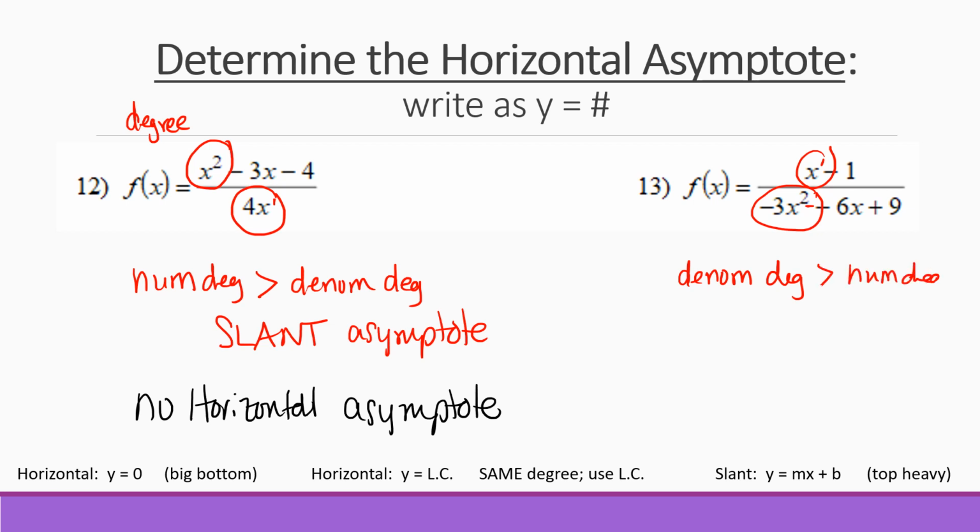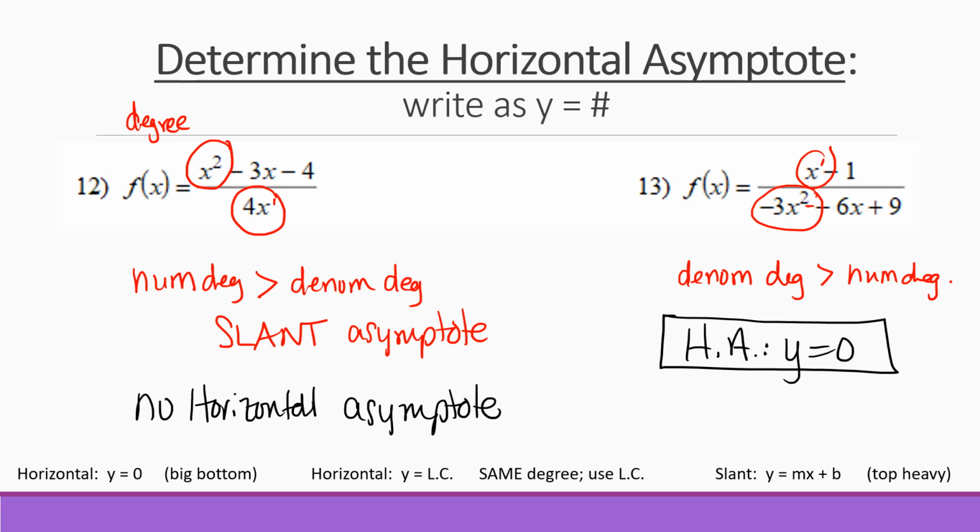In this example, I have the denominator degree being greater than the numerator degree. In this case, I call these guys bottom heavy, because it has a larger degree in the denominator. So we are going to have a horizontal asymptote, and since we technically wouldn't be able to divide these values, it's always y equals 0. So big bottoms give me a horizontal asymptote of y equaling 0. Top heavy give me a slant asymptote, which means no horizontal asymptote.